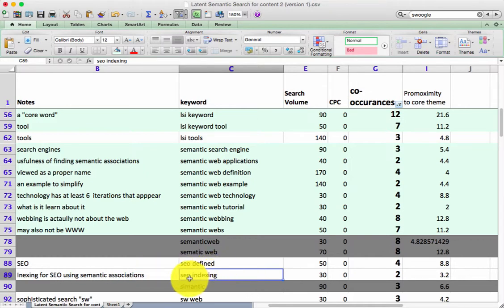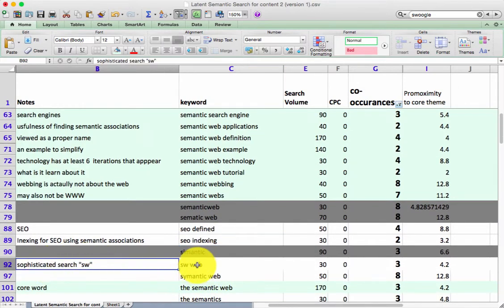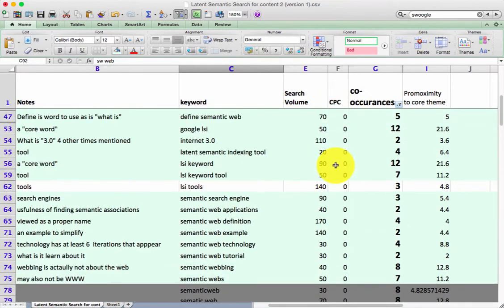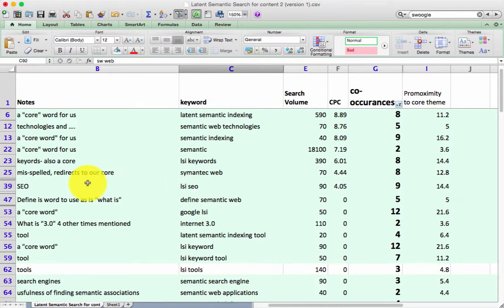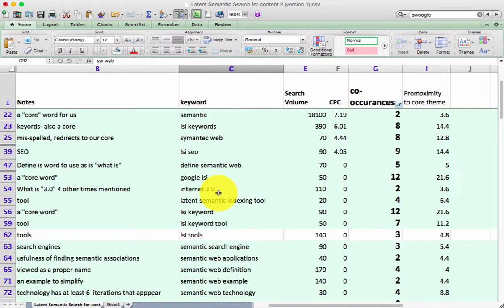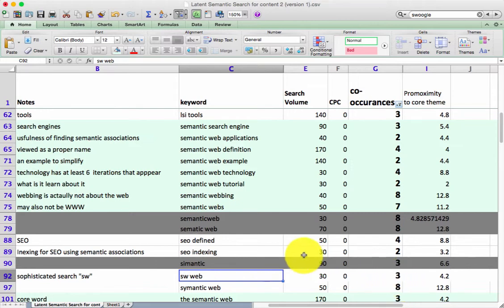So SEO indexing, just a couple times, but another way that we should talk about SEO up here, we saw that it's a topic that we want to at least touch on as related. The sophisticated users are using this acronym SW to represent semantic web. And interestingly, there's another instance, I believe, of this where the cost per click was actually quite high, and it was an instance where someone who was trying to attract traffic was smart enough to realize, oh, that's an intelligent search. That person knows about this, and that's my audience. I think it may have only appeared once, and that's why.